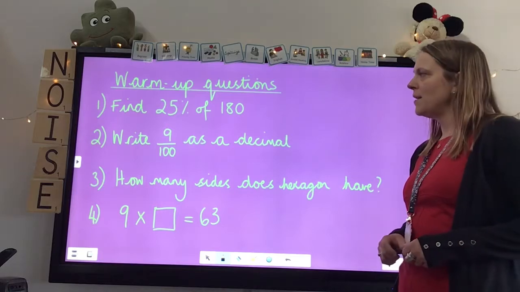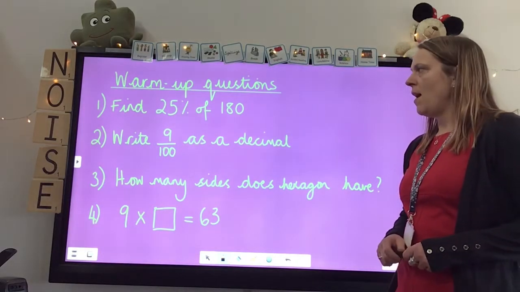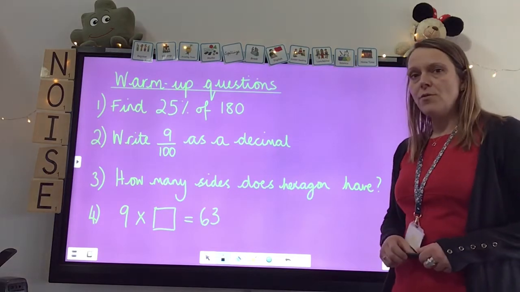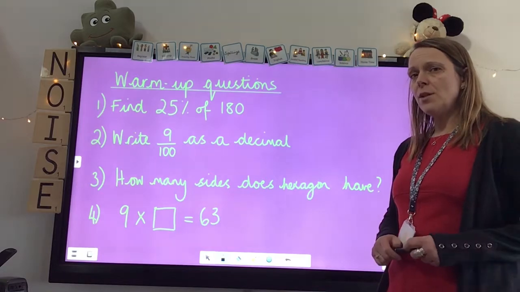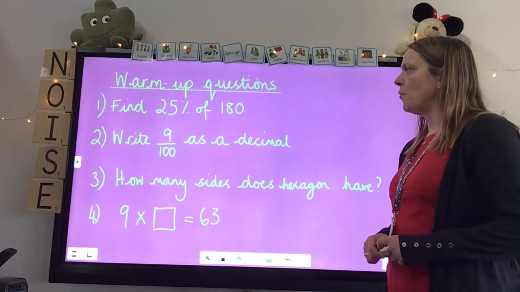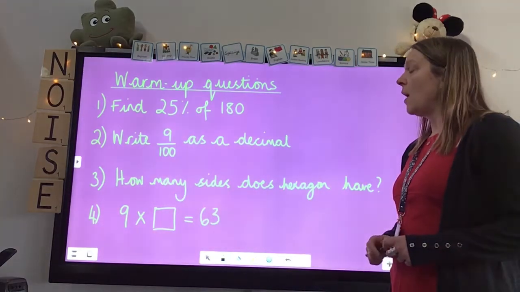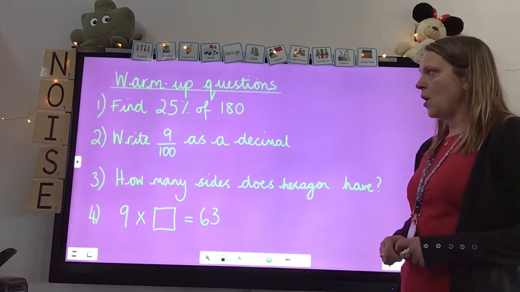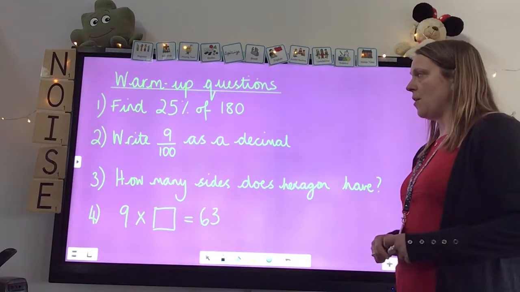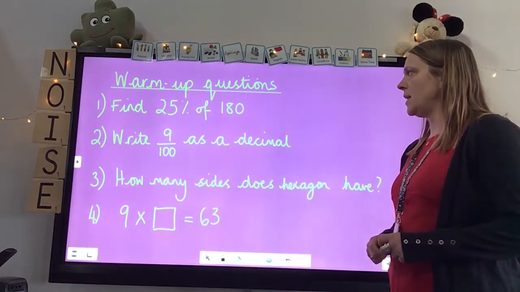Welcome back. Okay, so the first one, we want to find 25% of 180. And we know that our percentage is out of 100. And there are, how many 25s in 100? That's right, there are 4. So there's 4 lots of 25 in 100. So to find 25% of 180, we could divide 180 by 4. Or if that's easier, halve and halve again. So half of 180 is 90, so half of that is 45.